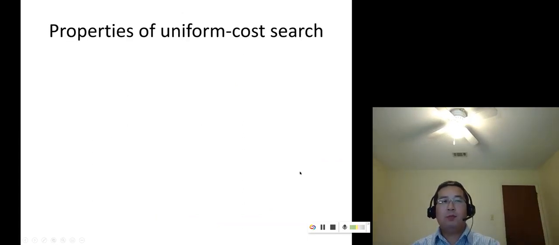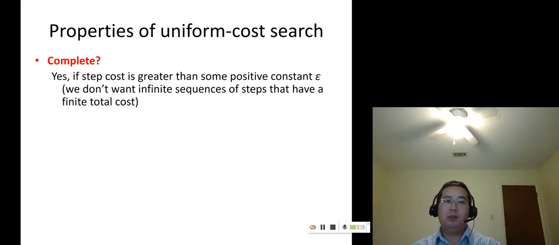Okay, properties: whether it's complete or not. Complete means that if we have an optimal solution there, you can always guarantee you can find it, if there's no issue with the step cost being greater than some positive constant epsilon. We do not want to have an infinite number of nodes to visit. If there's no such issue, the answer is yes. So you just need to confirm whether your problem has this issue or not. If not, you can have confidence in applying this algorithm.